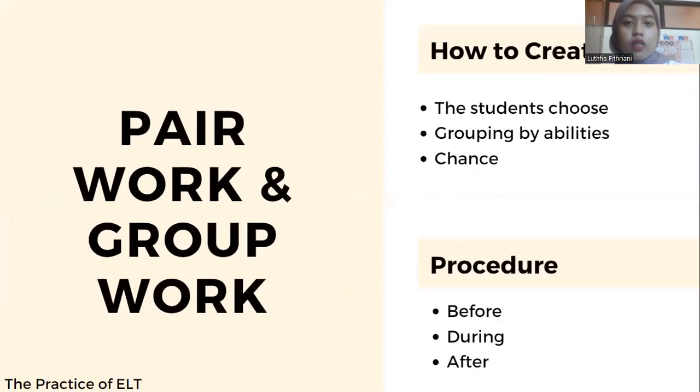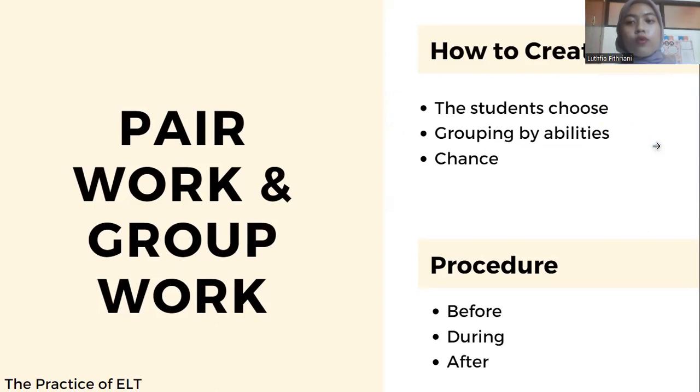In whole class teaching, most teachers will use pair work or group work in the classroom. And then, how to create pair work or group work in the classroom? There are three ways to create it. The first, the students choose. In this way, the students can choose their own partner in pairs or in groups. So it will make the students more comfortable in doing tasks.